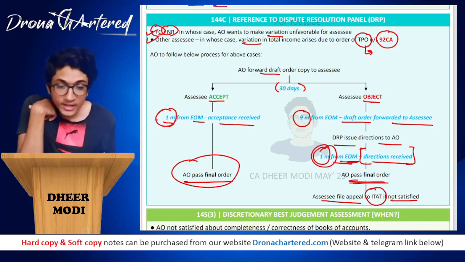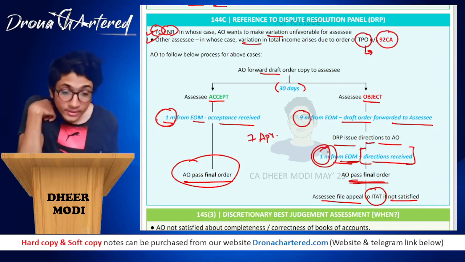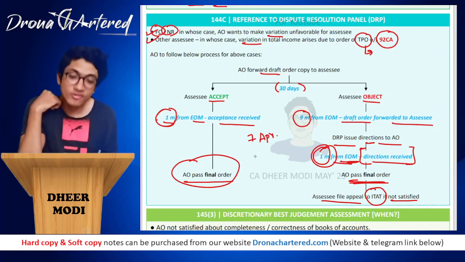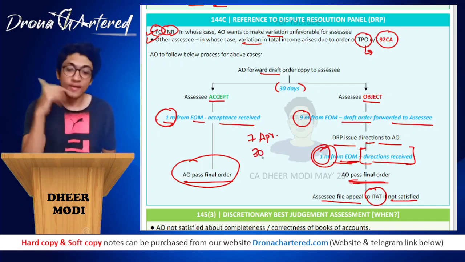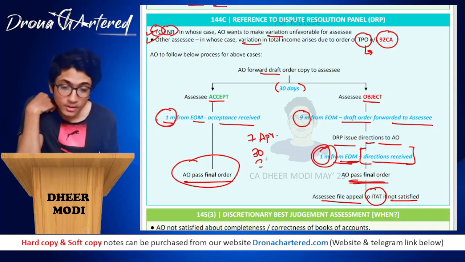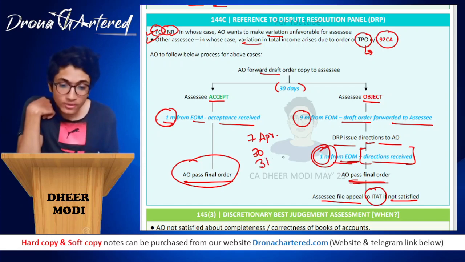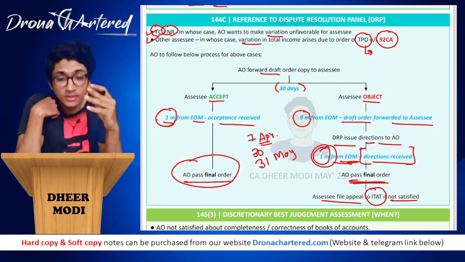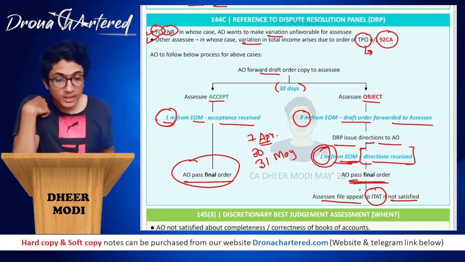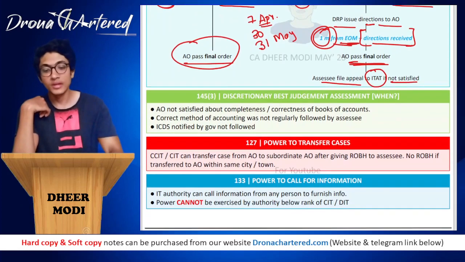order. That means for example, if the directions were issued on 7th April, what does it say? 1 month from end of month. What is the end of month for April? It is 30th April. 1 month from 30th April will become 31st May. January, February, March, April, May. Correct? May has 31 days. So AO has to pass his order by 31st May. Okay, I hope therefore it is 1 month from end of month. AO will pass final order and SSC can file appeal to ITAT if he is not satisfied.